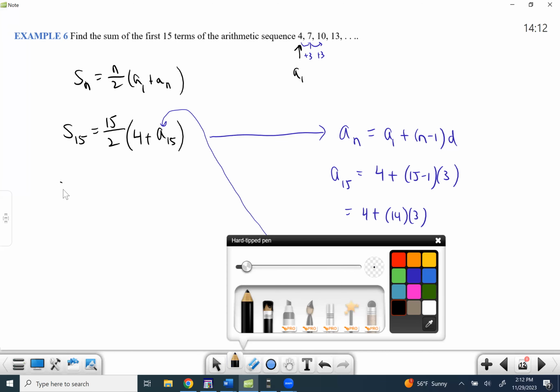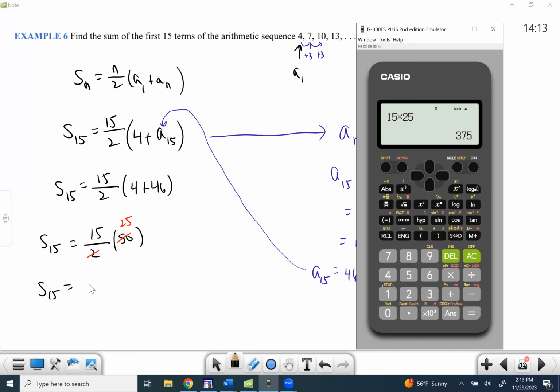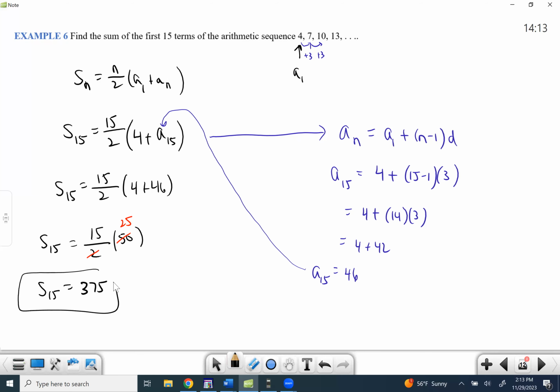So the sum, the 15th partial sum, or the sum of the first 15 terms, 4 plus 46. So 15 over 2 times 50. And 2 doesn't go into 15, but 2 does go into 50 25 times. So we just have to do 15 times 25. So the sum of the first 15 terms is 375. There we go. Okay, so two formulas in one there.